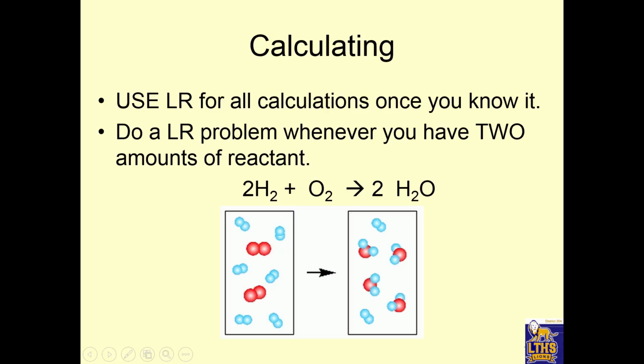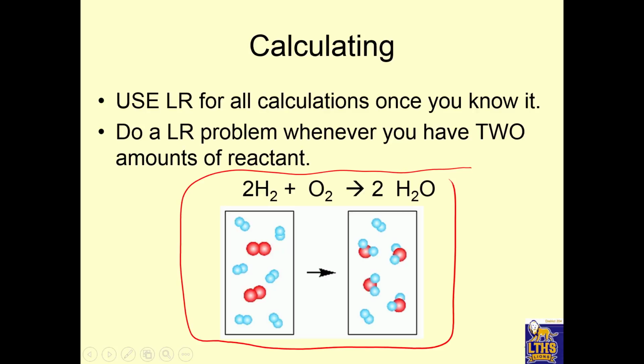I want you to do that same kind of thing with this diagram, and we'll talk about that in class. But the important thing on this slide is that you could practice that, and that when we do calculating, we have to use the limiting reactant for all the calculations once you figure out that limiting reactant. And then we have to do a limiting reactant problem whenever there's 2 amounts of reactants given in the problem.